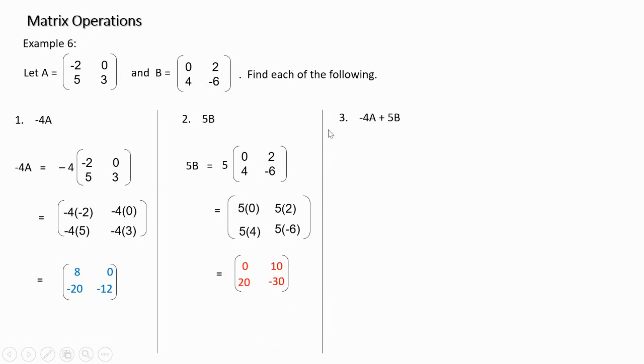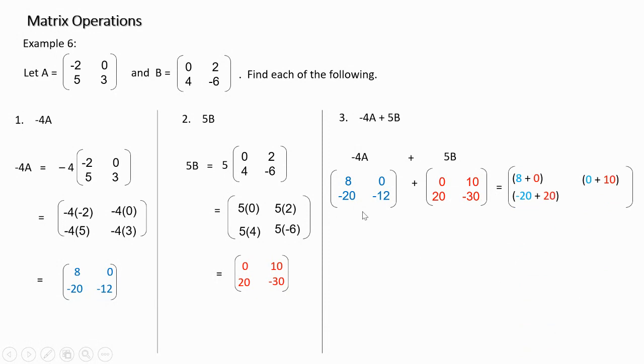If you notice, negative 4A, I did it in 1, which is 8, 0, negative 20, negative 12. And 5B is done in example 6.2, which is 0, 10, 20, negative 30. So negative 4A was 8, 0, negative 20, negative 12, plus the 5B that was done in 2, so it's going to be 0, 10, 20, negative 30. Now we do what we did earlier. Again, it's going to be 8 plus 0, 0 plus 10, negative 20 plus 20, and negative 12 plus negative 30.